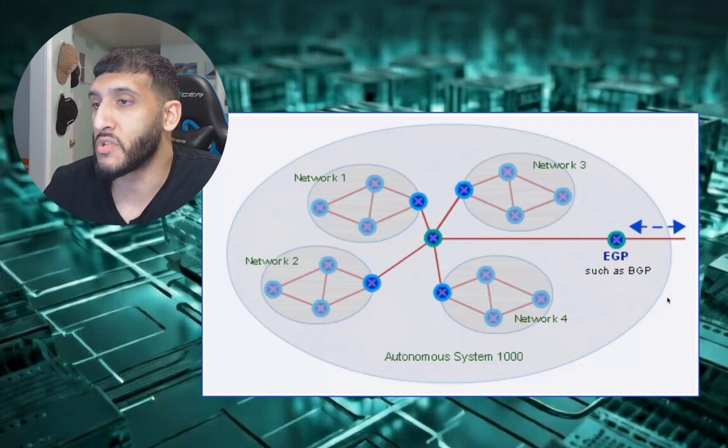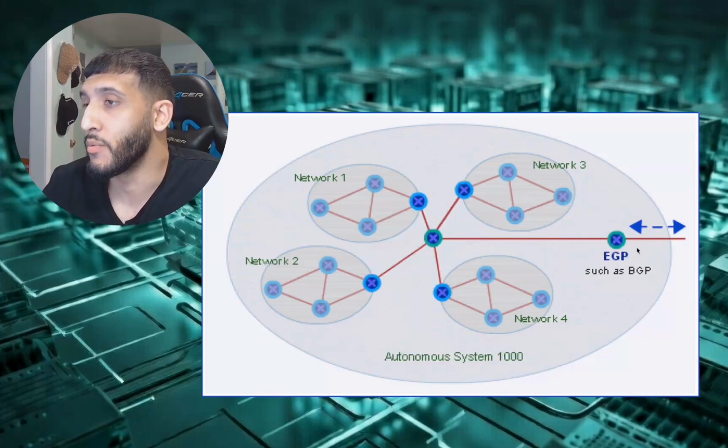Here's some more visual representation of an autonomous system. This one's number 1000. It has several networks configured within, configured possibly with OSPF. And then here you'll notice a router, which is meant to configure BGP to another autonomous system's router.